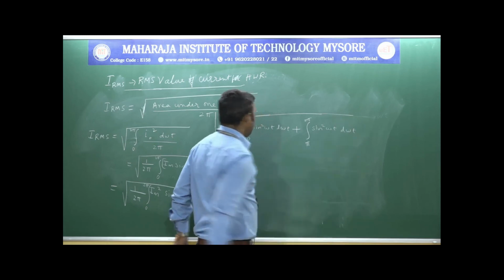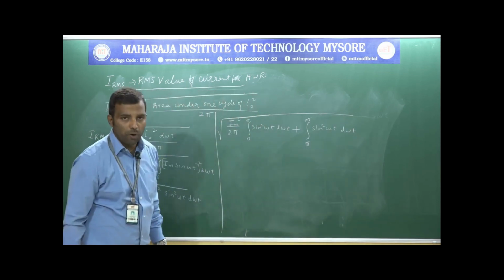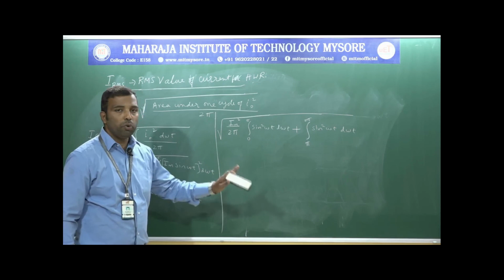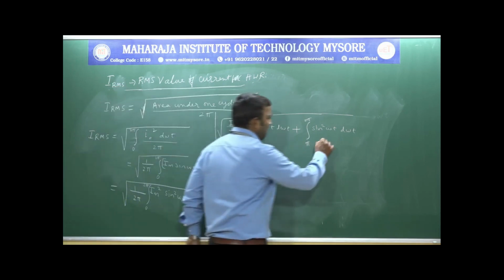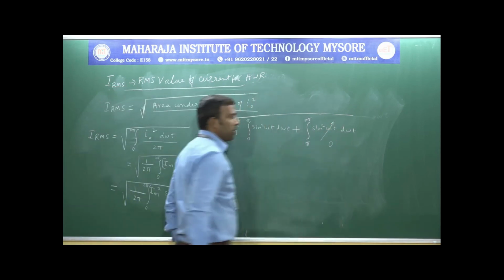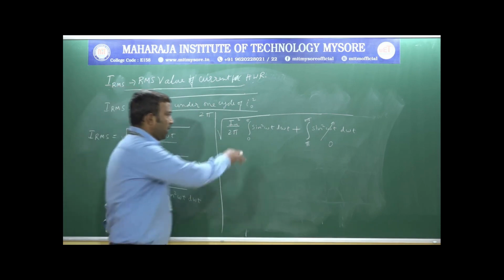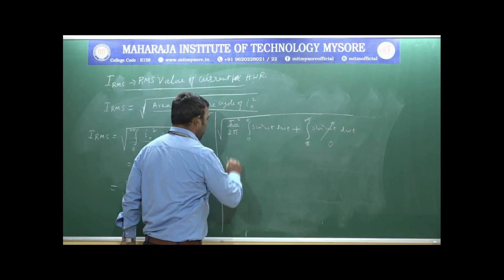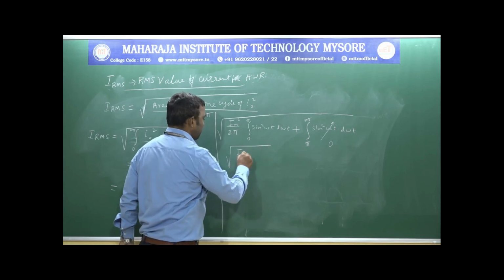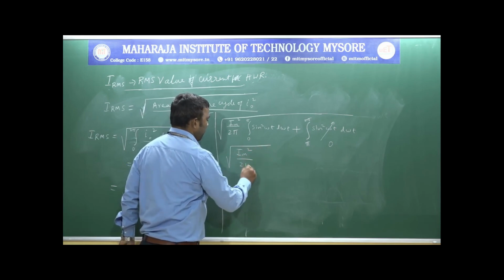And we know that the current is 0 from pi to 2 pi. So, we can directly consider this as 0. There is no current component in the pi to 2 pi values, and that is 0. We can simplify this as Im square by 2 pi.